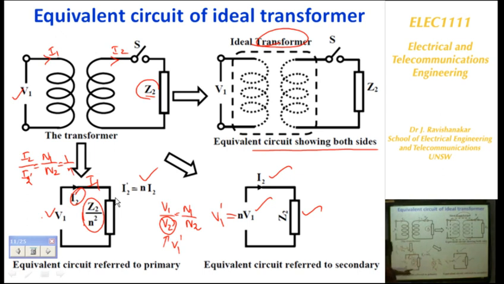Now we can see here, this is a very simple circuit where across an impedance there is a voltage source and a current is flowing. It's a very simple circuit and it's easier to solve rather than taking that.